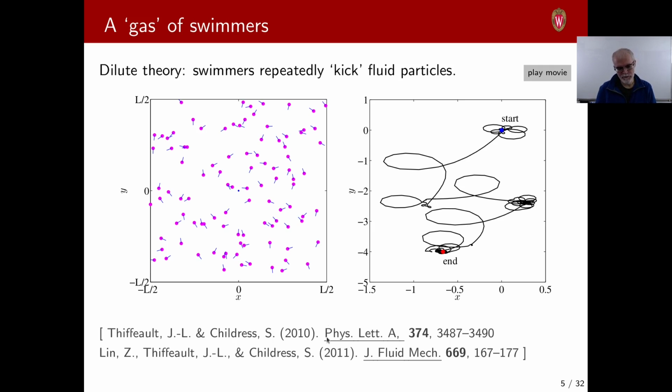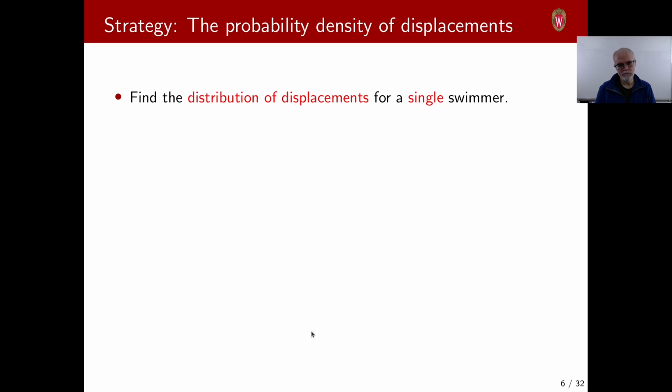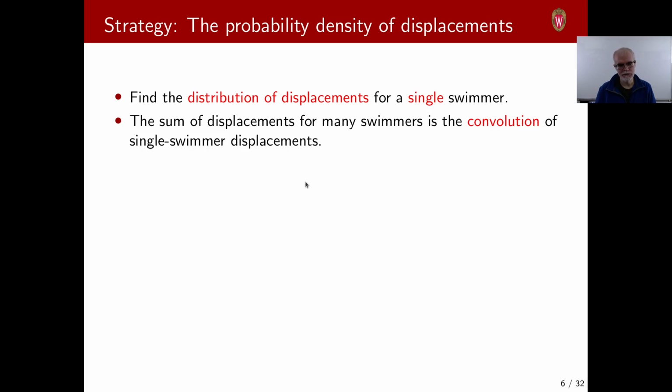So this is from my paper with Steve Childress in 2010, and then later on there's a paper with George Lin where we included viscous effects that I'll be talking about. So here's the strategy for computing the probability density, or the PDF, of particle displacements due to a swimming organism. First, the key is to find the distribution for a single swimmer, the drift function, in other words.